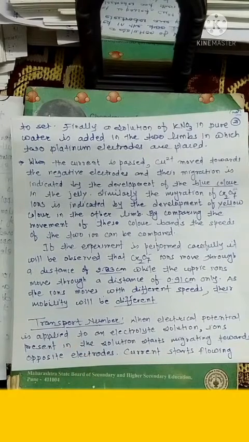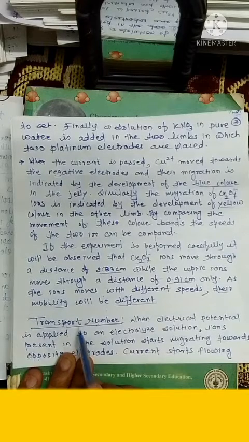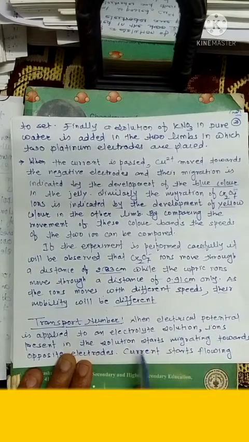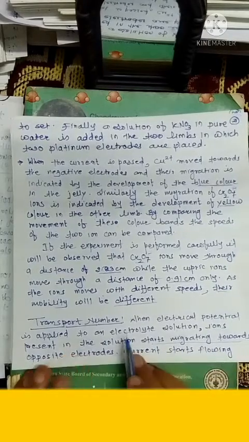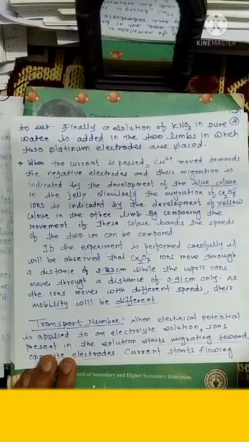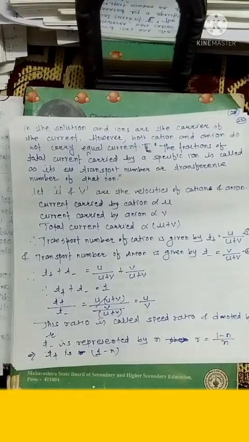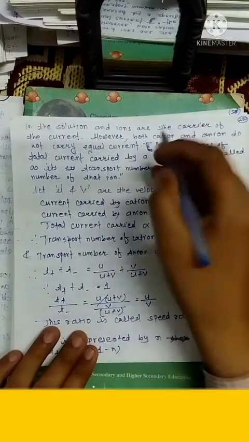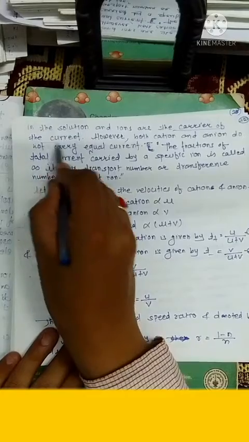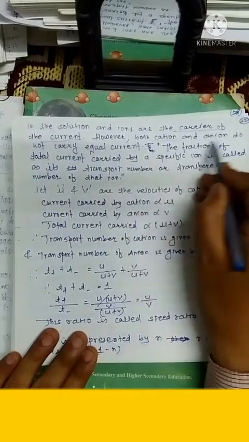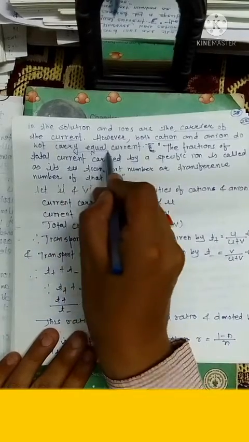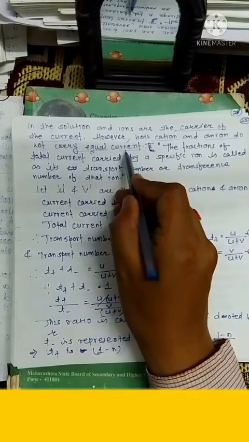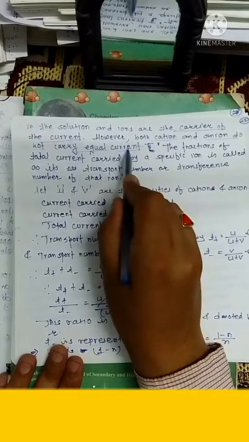Now we are going to see transport number. When electric potential is applied to an electrolyte solution, ions present in the solution start migrating towards the opposite electrode. Current starts flowing in the solution and ions are the carriers of the current. However, both cations and anions do not carry equal amounts of current. It is important: cation and anion don't carry equal amounts of current.